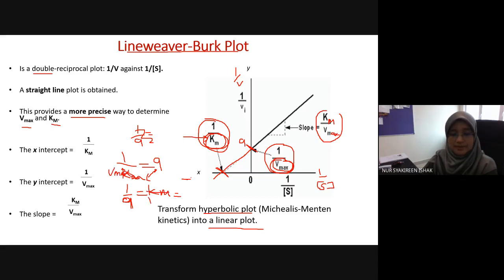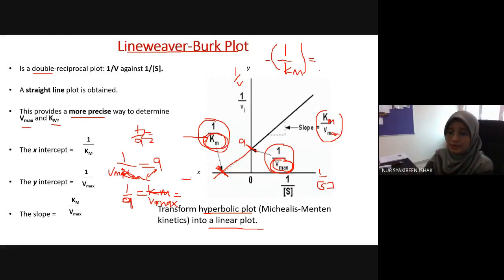Ini adalah Vmax. So from the graph you can determine the maximum velocity for the reaction. Okay. Sama juga kat sini 1 over Km. So walaupun kat sini value dia negatif, you cannot give the substrate concentration as a negative value. So dia dalam bentuk yang bukan negatif lah sebenarnya. Okay, macam ni. So you get a positive substrate concentration.